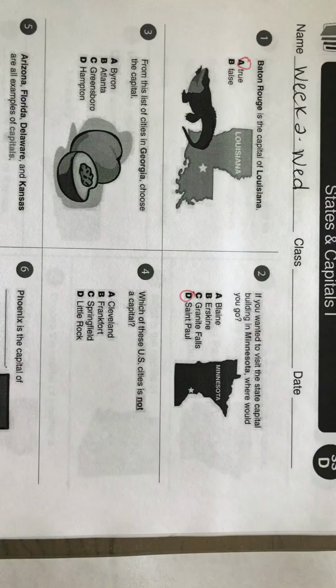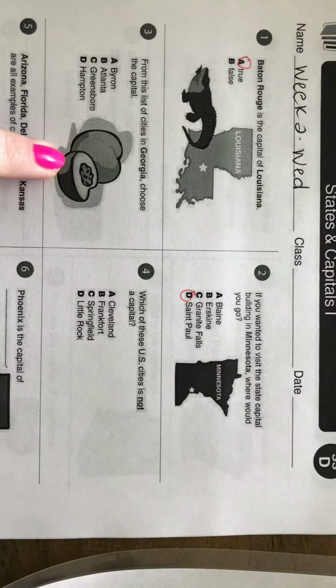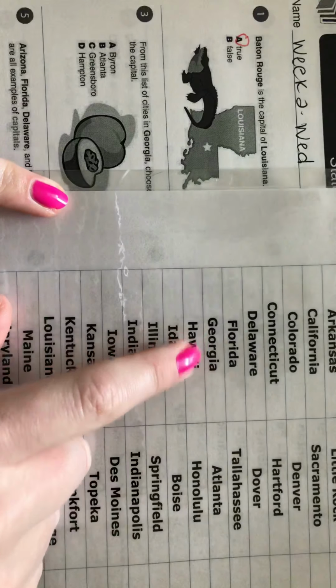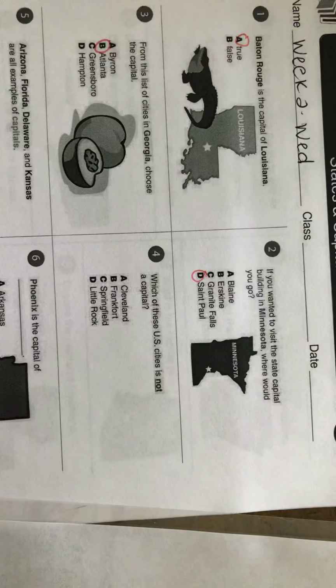So D. Number 3, from this list of cities in Georgia, choose the capital. All right, and they've got a Georgia peach right here. Okay, up to Georgia. Our capital is Atlanta. B.